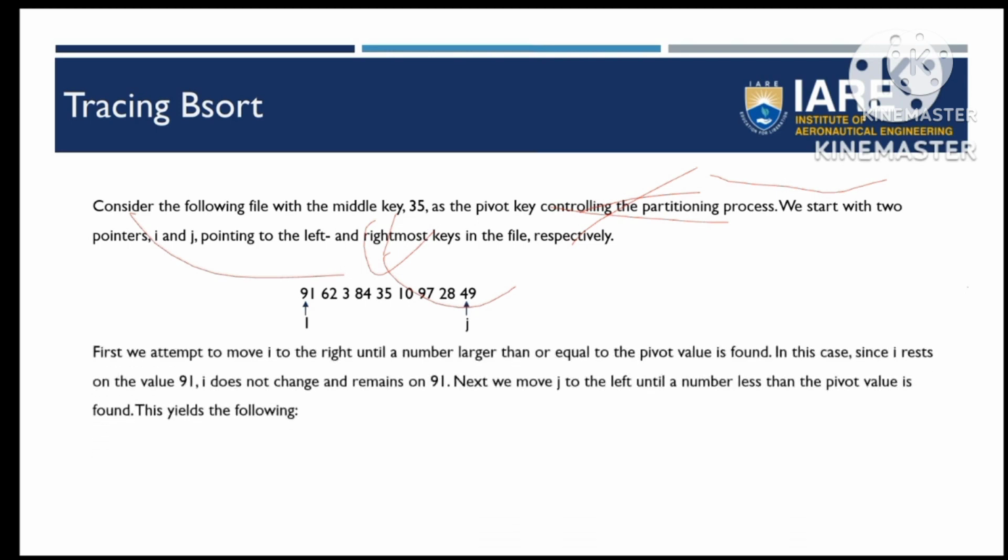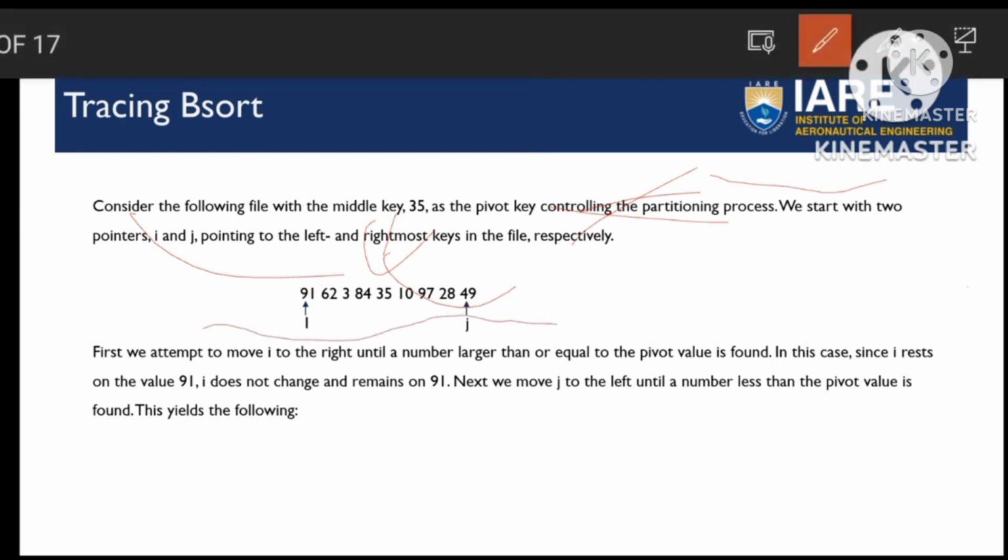Next, first we attempt to move i to the right until a number larger than or equal to the pivot value is found. In this case, since i rests on 91, it does not change and remains on 91. Next we move j to the left until a number less than the pivot value is found. This yields the following.